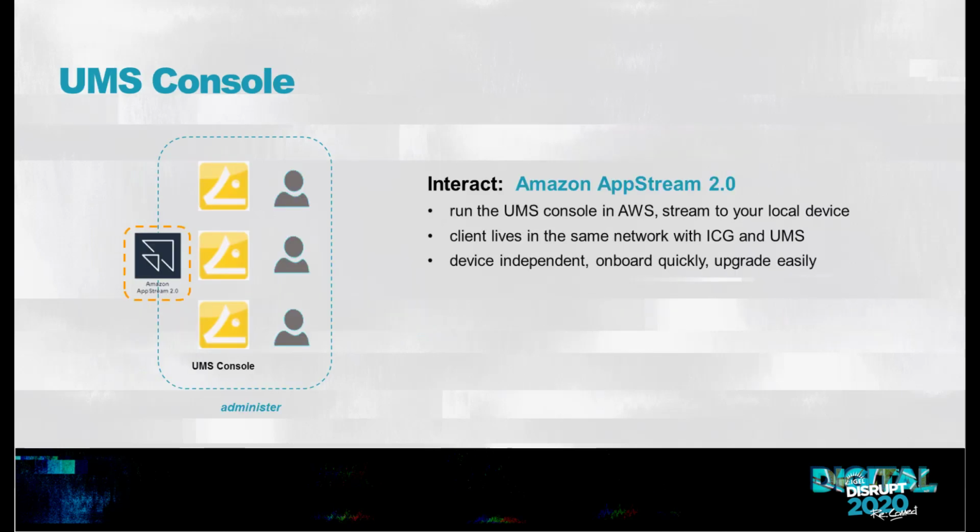As mentioned previously, you can install the UMS console in AWS and use the Amazon AppStream service to stream the application to your local client device. By running the console remotely in AWS, you can place it in the same VPC with your ICG and UMS EC2 instances, more easily control the upgrade path of the console and therefore its UMS parent, and onboard administrators quickly across the client hardware devices you want.